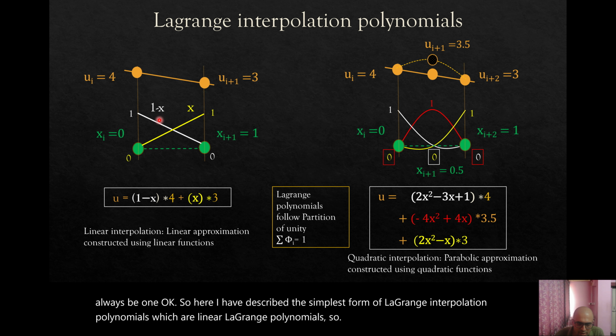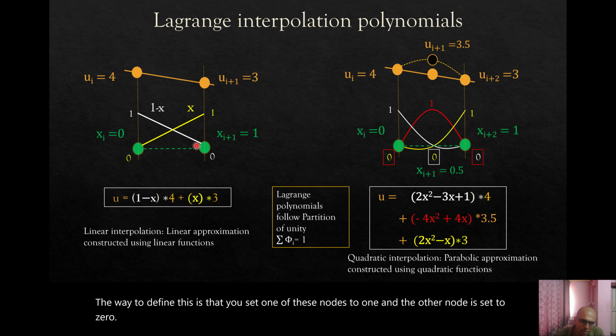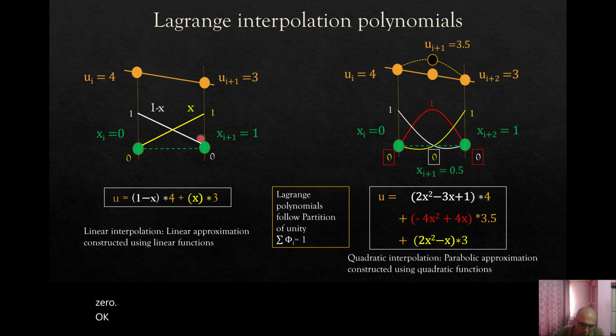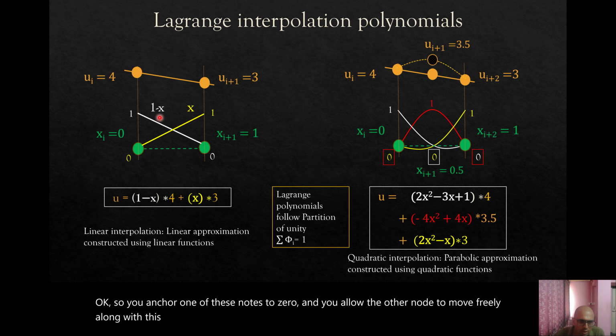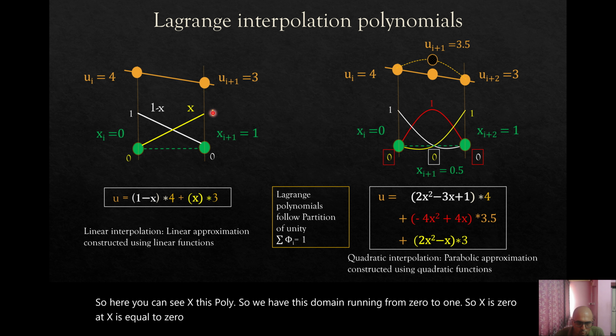The way to define this is that you set one of these nodes to 1 and the other node is set to 0. Okay, so you anchor one of these nodes to 0 and you allow the other node to move freely along with this coefficient. So here you can see x, we have this domain running from 0 to 1. So x is 0 at x is equal to 0 and x is equal to 1 at x is equal to 1, right? So basically pretty simple.